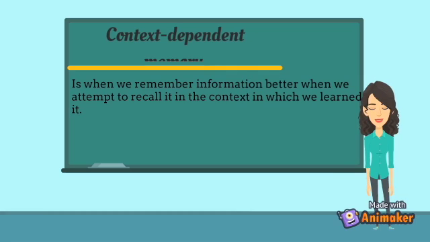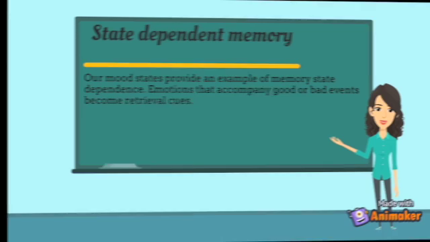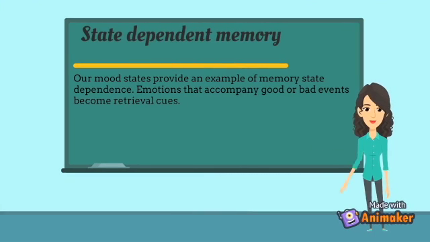Context-dependent memory. Context-dependent memory is when we remember information better when we attempt to recall it in the context in which we learned it. State-dependent memory. Our mood states provide an example of memory state dependence. Emotions that accompany good or bad events become retrieval cues.